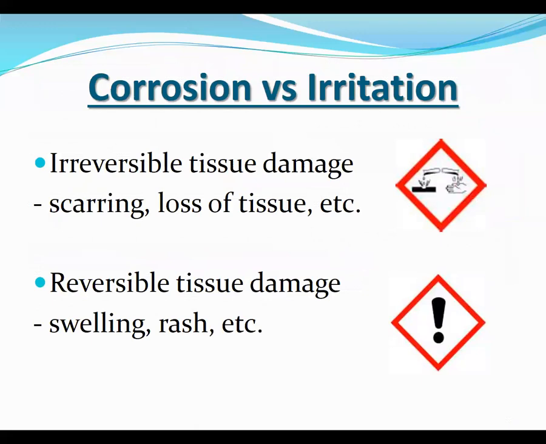Two other pictograms that you'll see for hazards are corrosion and irritation. Similar but different. A corrosion is indicated by a red diamond with two test tubes pouring a liquid chemical over a bar and over a human hand. These chemicals will cause irreversible tissue damage, scarring, loss of tissue, etc. Think your hard acids. Others would cause an irritation, which would be indicated by a red diamond with an exclamation point. These generally have a reversible tissue damage, such as swelling or rash.